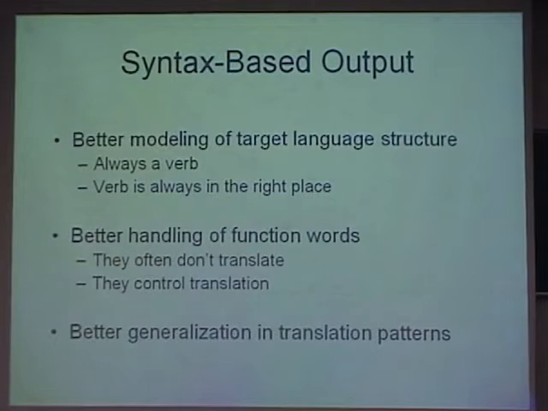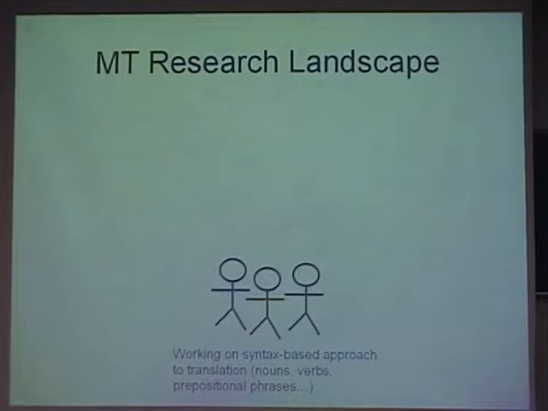Okay, so the idea is that maybe we can get better modeling of target language structure because maybe we can always have a verb, and maybe the verb will be in the right place, that there's better handling of function words, like that passive marker. Don't translate them, let them control the translation, and maybe better generalizations in the translation patterns. We don't have to memorize specific phrases, but it can generalize them. Okay. So this is the idea that we've been working along for quite a while, actually.